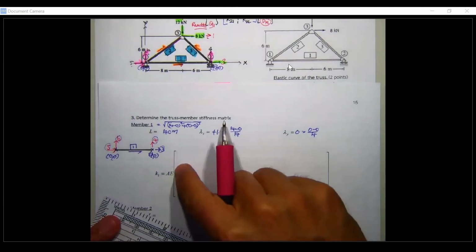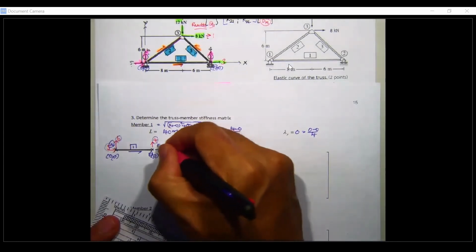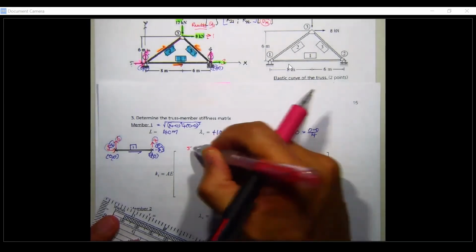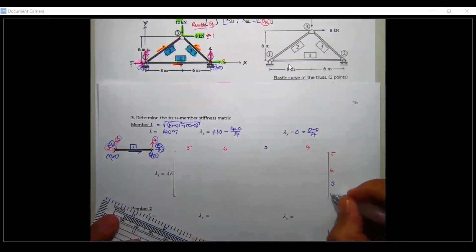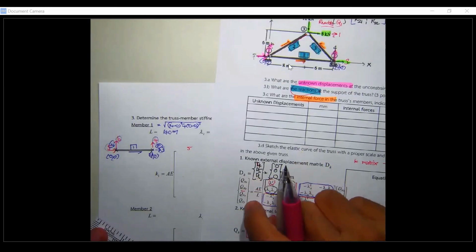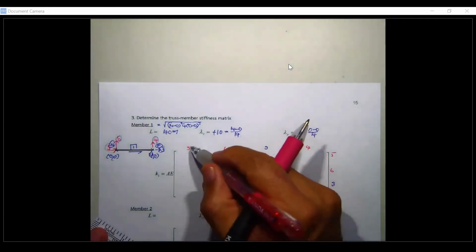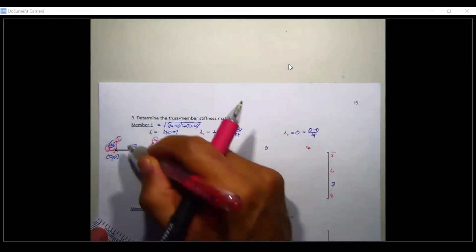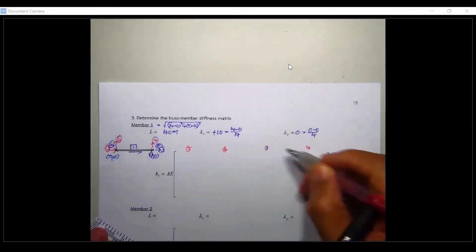Now, the near end is here, and the far end is here. That means the degrees of freedom are going to be 5, 6, and then 3, and then 4. Okay, follow what we previously had into this. In front of this is going to be near end x, near end y, far end x, far end y. Just follow this: near end x, near end y, far end x, and far end y.